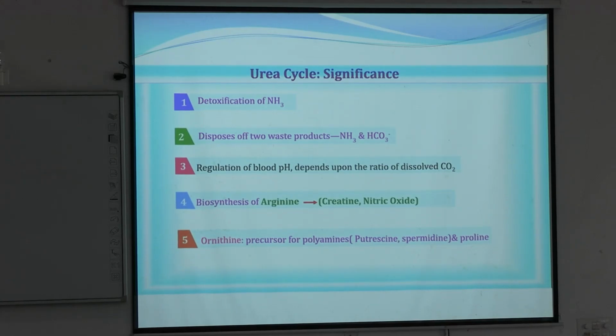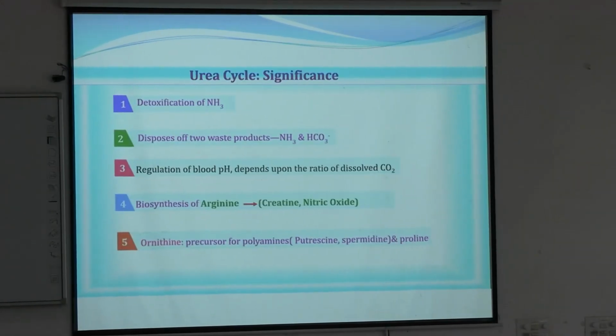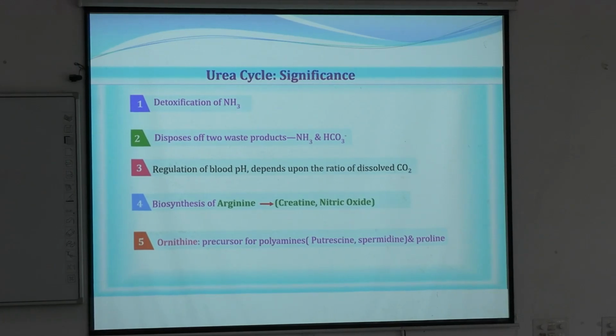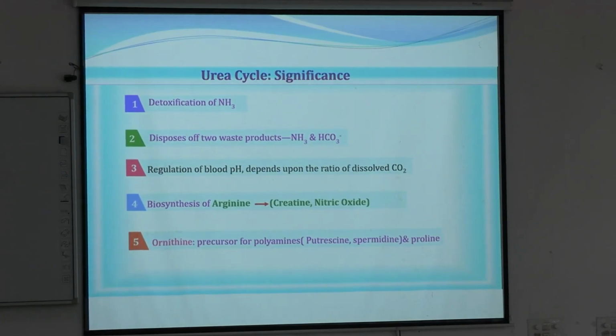Third is regulation of blood pH. How? Because the more ammonia is getting produced and the more the urea cycle is running, HCO3 is also being utilized. So HCO3, or bicarbonate, is the alkaline component of our blood. If the urea cycle is hampered, the alkaline component will rise and it will alter the acid-base balance.